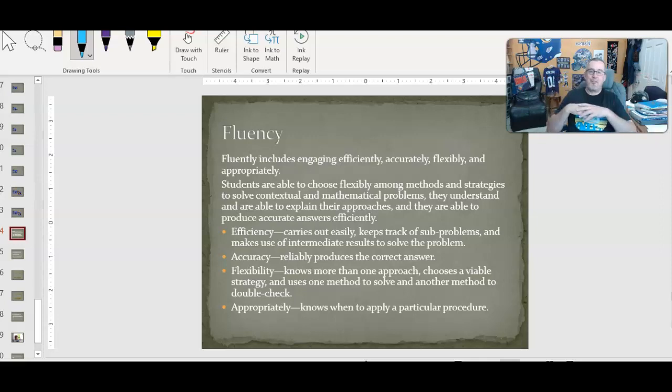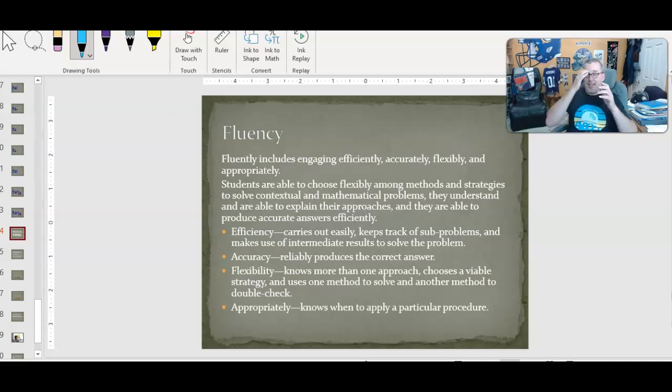I want you to think about that for a minute. There've been so many cases, if you reflect back on addition, subtraction, multiplication, division, that the standard algorithm that you learned may not be the most flexible or efficient thing to do. Flexibility comes when students have a variety of ways and they will engage in the way that makes sense in that context. Students are able to choose flexibly among methods and strategies to solve contextual and mathematical problems. They understand and are able to explain their approaches, and they are able to produce accurate answers efficiently.